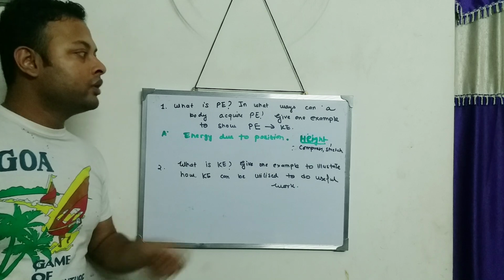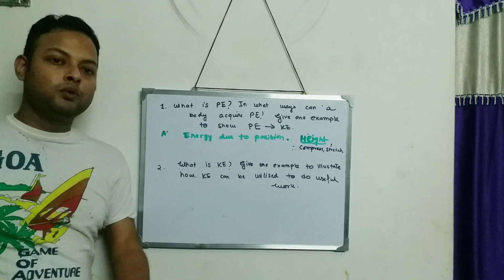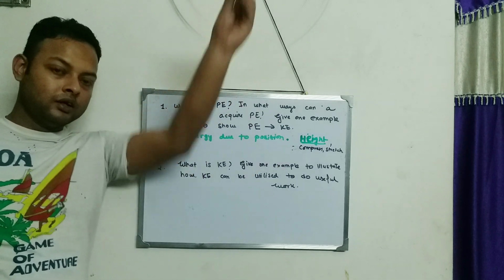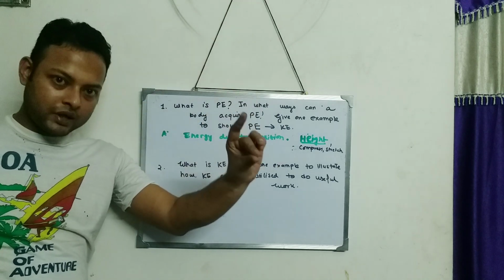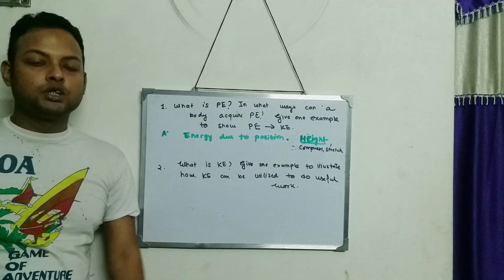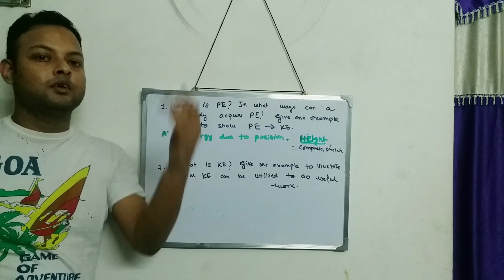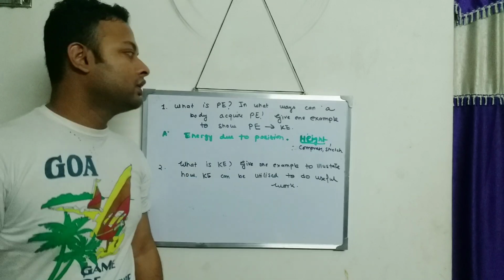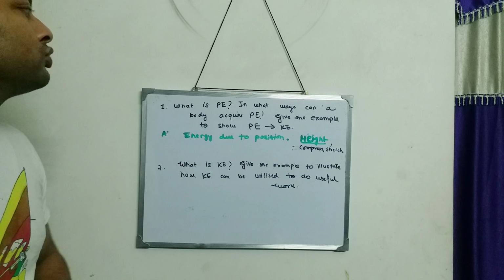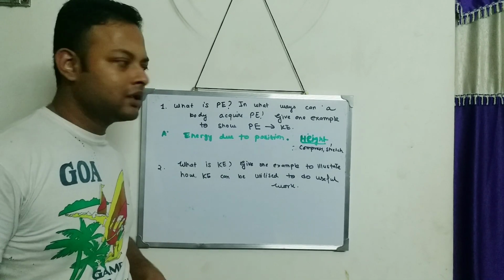So in what ways can a body acquire potential energy? There are three ways. One, a body is raised to a certain height. Second, the body is compressed. Third, the body is stretched. You stretch a spring, potential energy. You compress a spring, potential energy. You raise the body to a certain height, potential energy. Now, give one example to show potential energy gets converted into kinetic energy. I think we have shown the example.